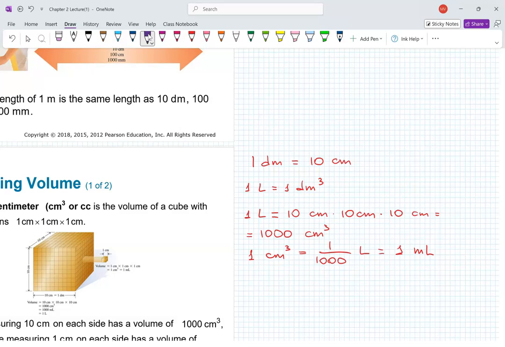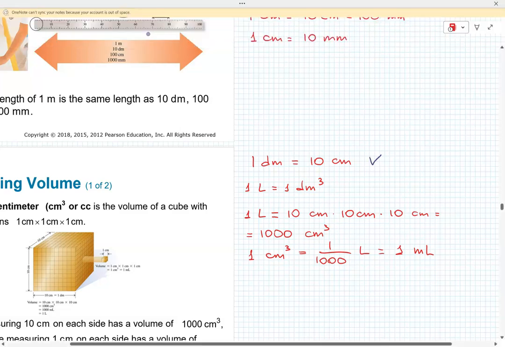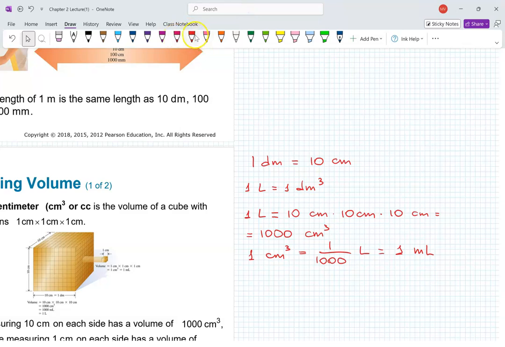The statement that 1 decimeter equals 10 centimeters. Do you agree with that? The statement that 1 liter equals 1 cubic decimeter. You can say no. It's totally appropriate. No? Okay. The definition of a liter, I probably shouldn't have skipped that. I'm going to put it on top here.